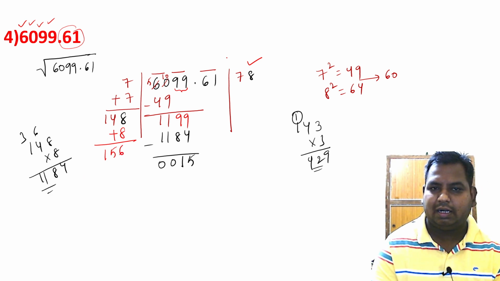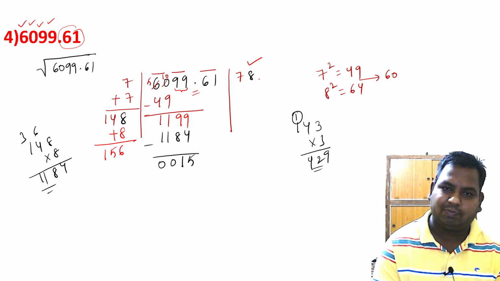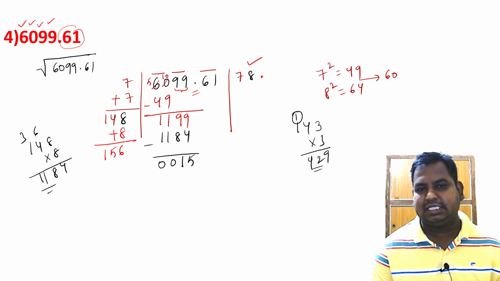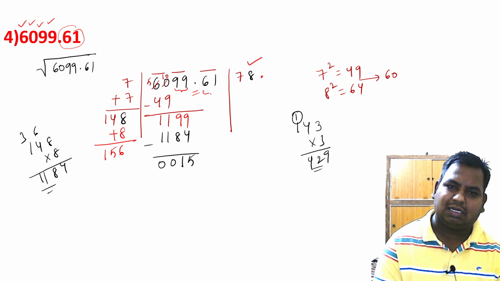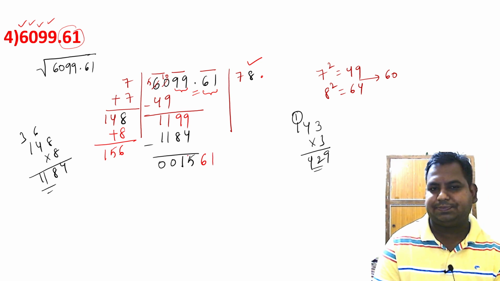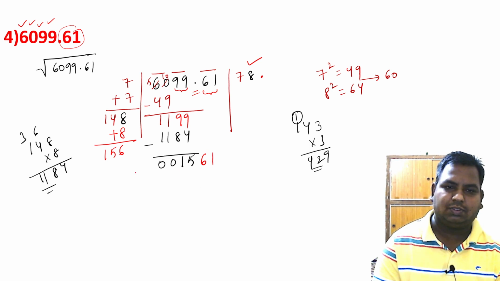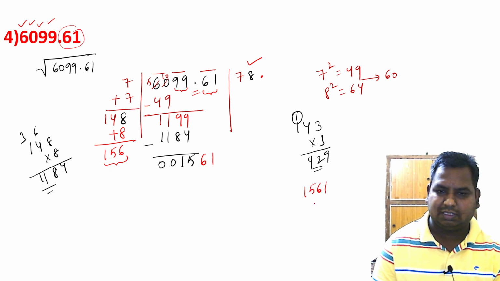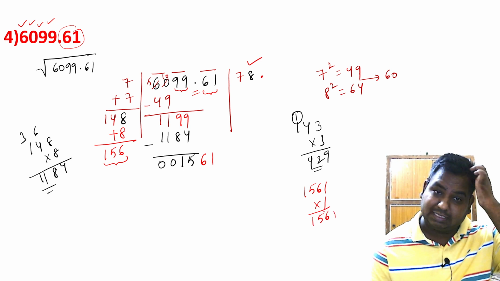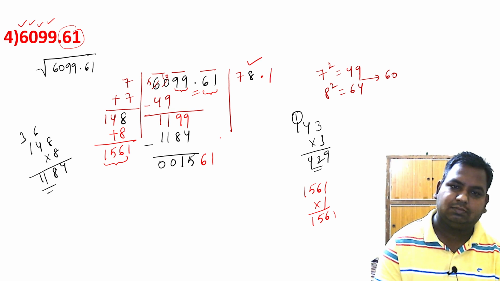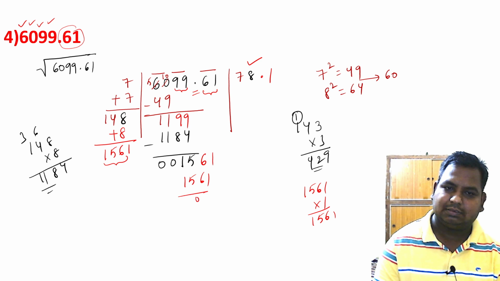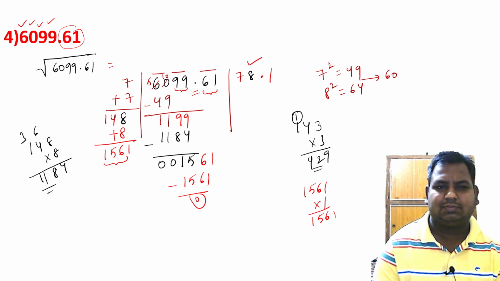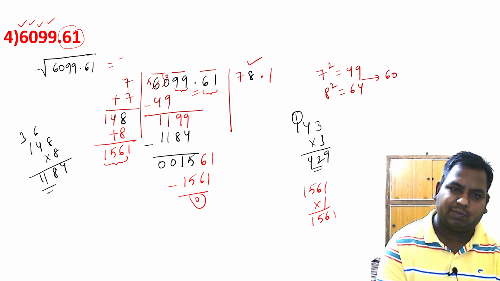Now, next what do we have here? We have a decimal. So put the decimal in the quotient place and bring down the digits under the next bar. Under the next bar we have 61. Bring down 61. So here we have 156. I can take 1561 ones, 1561 ones are 1561. So the remainder is 0. So the square root of 6099.61 is 78.1. This is the square root.